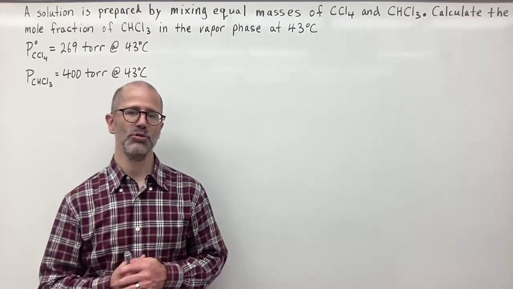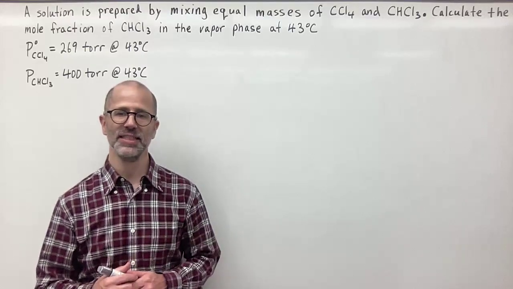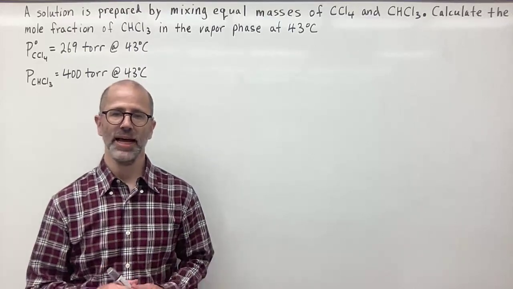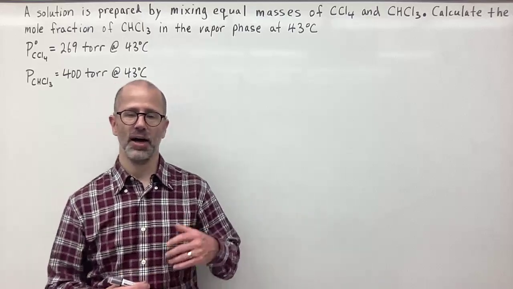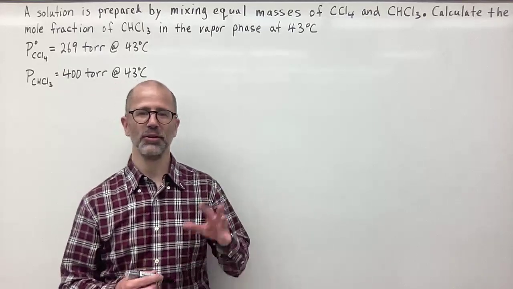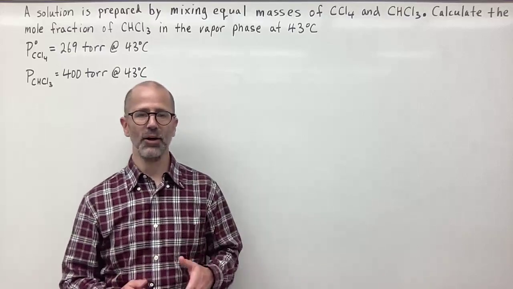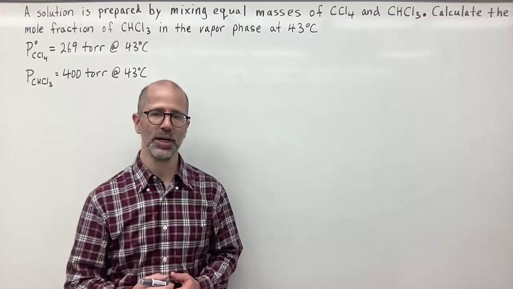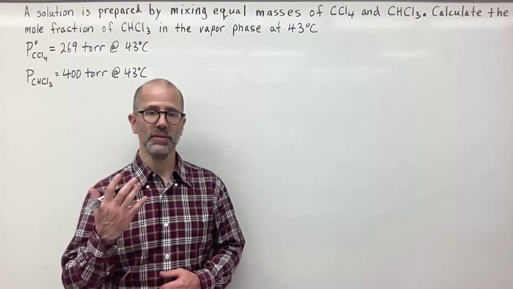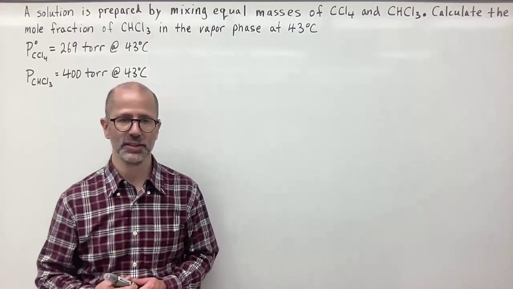We have a solution prepared by mixing equal masses of CCl4, carbon tetrachloride, and CHCl3, trichloromethane, or whatever the name is. Calculate the mole fraction of CHCl3 in the vapor phase at 43 degrees Celsius.